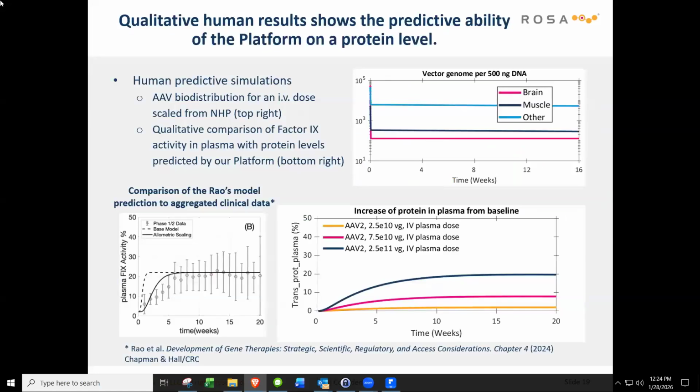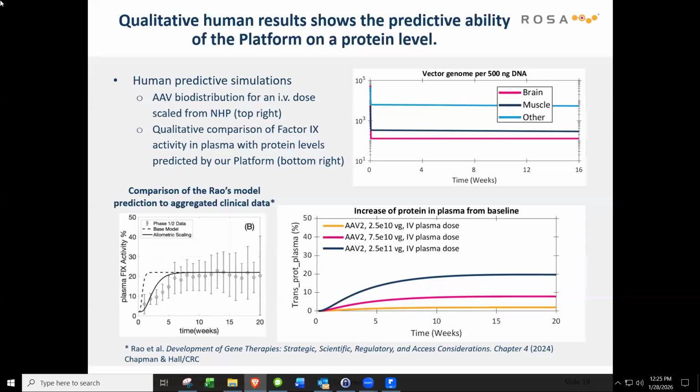Now, for qualitative human results, we just show with these results the predicted ability of the platform. We didn't compare to data; we just use qualitative comparison. First, on the top right, we see, as we represented for the other species, we don't have data, so we just see how the concentrations will evolve for a human after applying proper PBPK values and some allometric scaling.